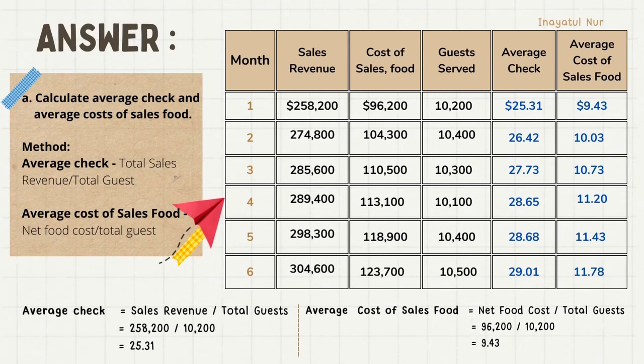The information given in this question is the sales revenue, food cost of sales, and guests served for a small fast food carry-out division of a restaurant for the past 6 months.